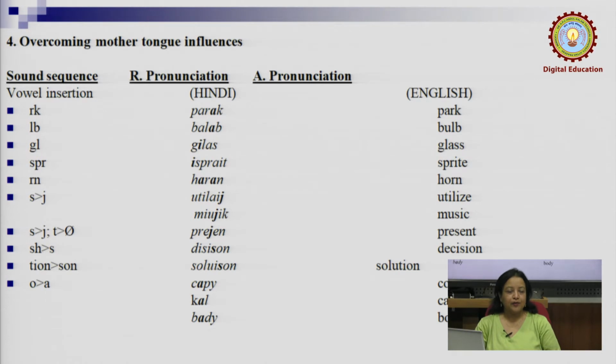Similarly, bulb was used as balab, glass as gilas, sprite as sapraait, horn as haran, utilize as utilage, music as music, present as present, decision as decision, solution as solution, copy as copy, call as call, body as body. So, students, you must focus on all these consonant clusters and vowels and try to minimize this. The more you speak, the more you can minimize mother tongue interference.